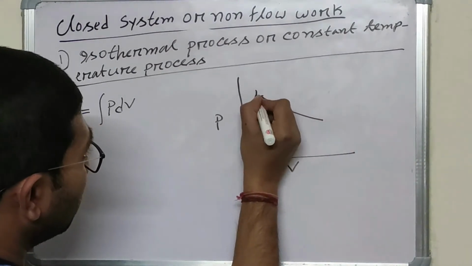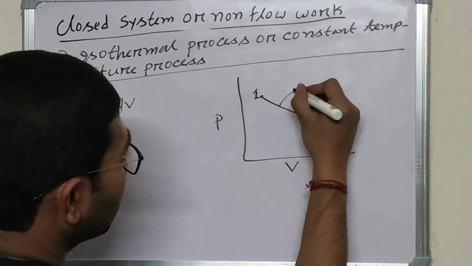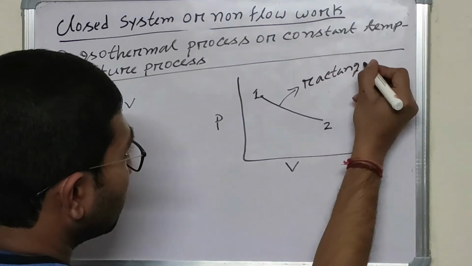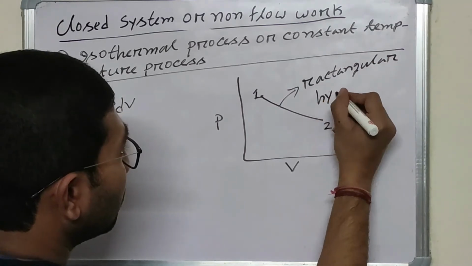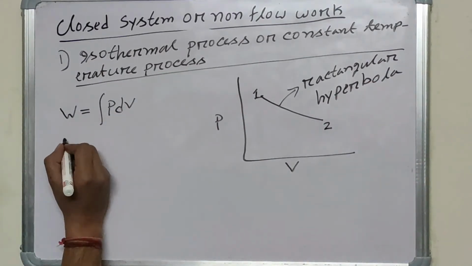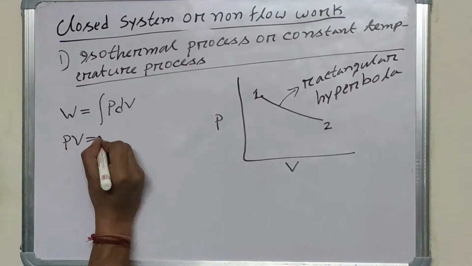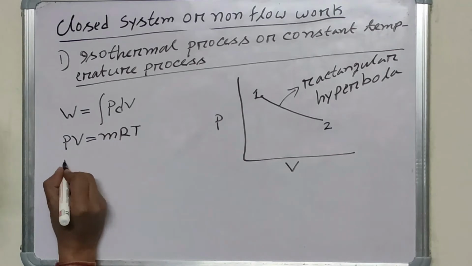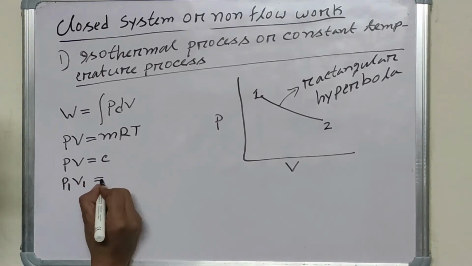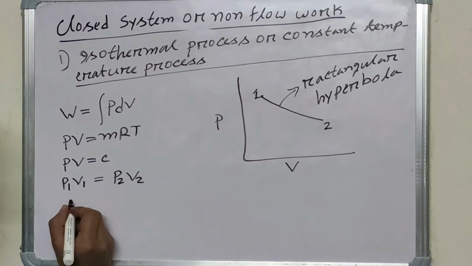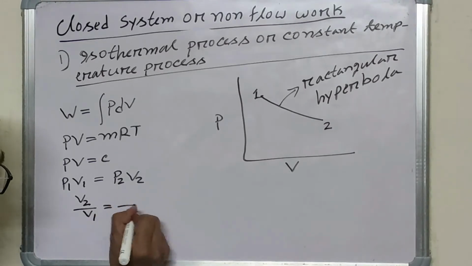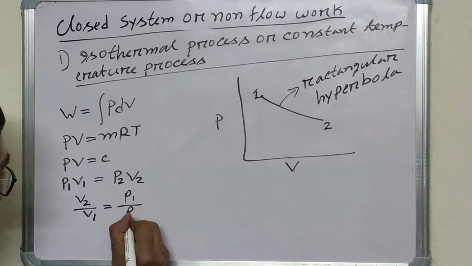From state 1 to state 2, there is a process taking place, and this curve is called the rectangular hyperbola. From the ideal gas equation, we can write that PV equals mRT. Temperature is constant, that means PV equals constant. That means P1 V1 equals P2 V2. That means V2 by V1 equals P1 by P2.